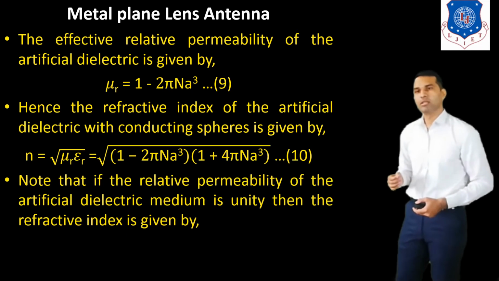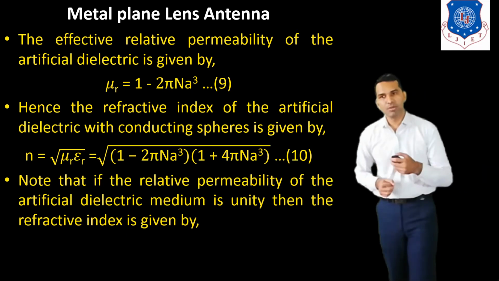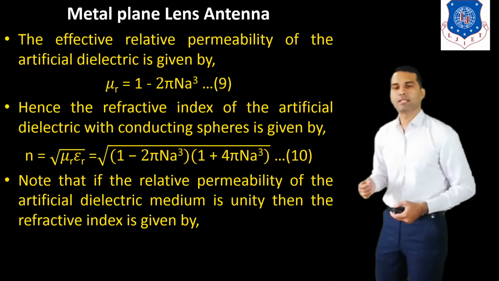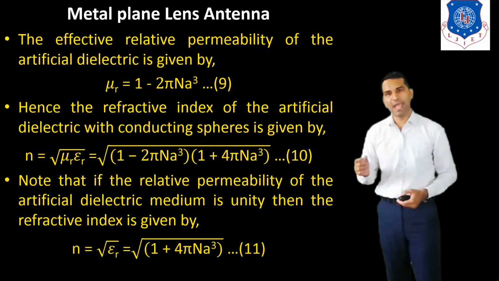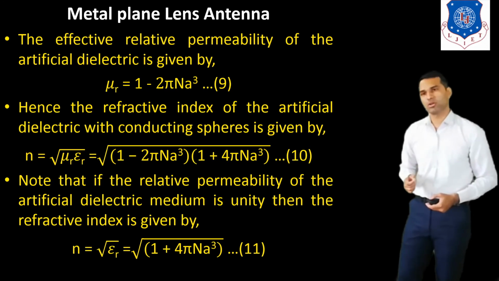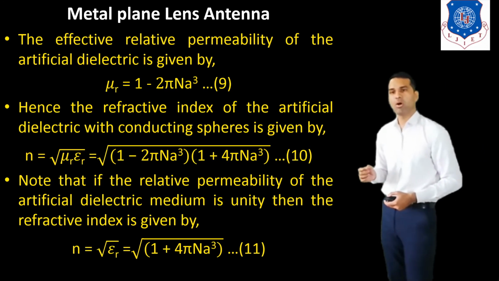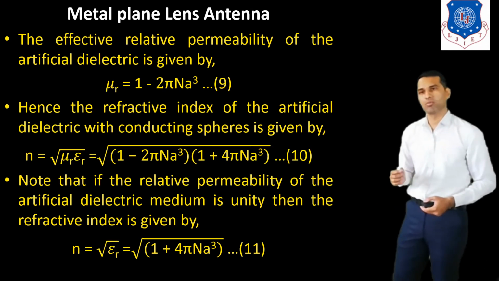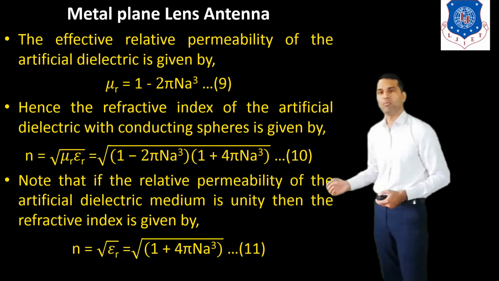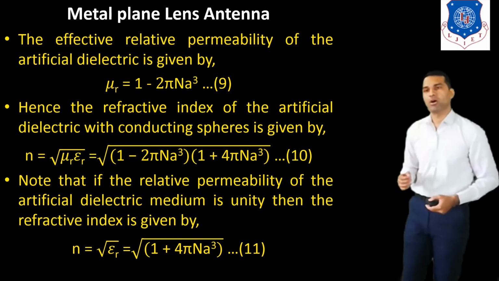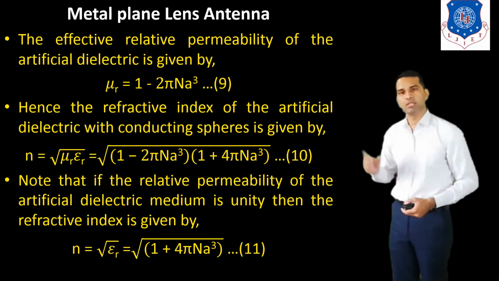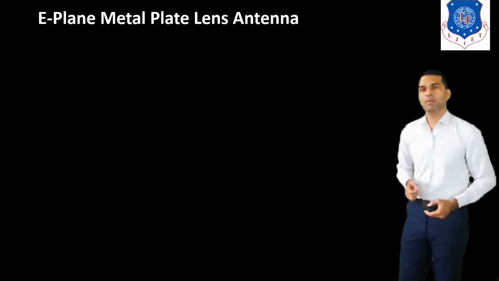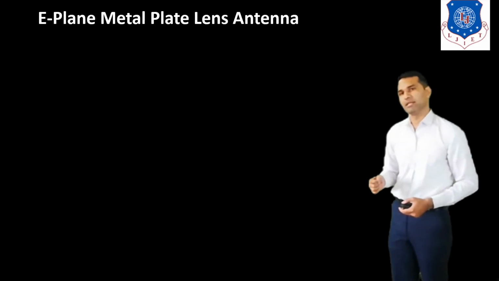Note that if the relative permeability of the artificial dielectric medium is unity, then the refractive index is given by n equals under root epsilon r. So we write only the epsilon r term, so n equals under root 1 plus 4 pi N a cube. This case is possible when the relative permeability of the artificial dielectric medium is 1, or we can say unity. Now, the E-plane metal plate lens antenna.